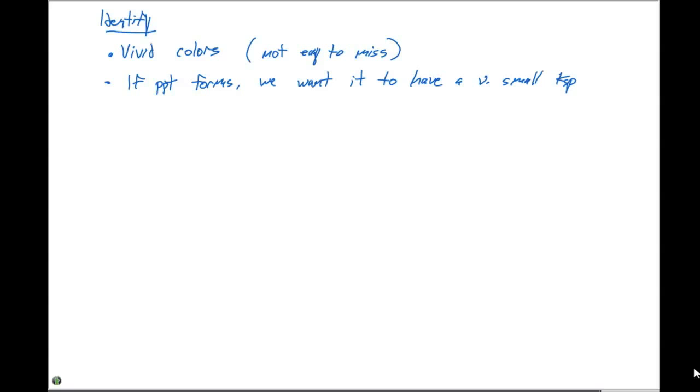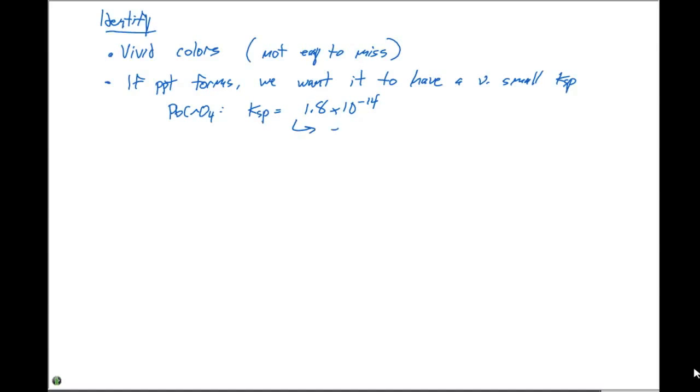So if our Ksp is very, very small, we don't need a large concentration of that particular ion in order to form a precipitate. For lead chromate, the Ksp is equal to 1.8 times 10 to the minus 14.